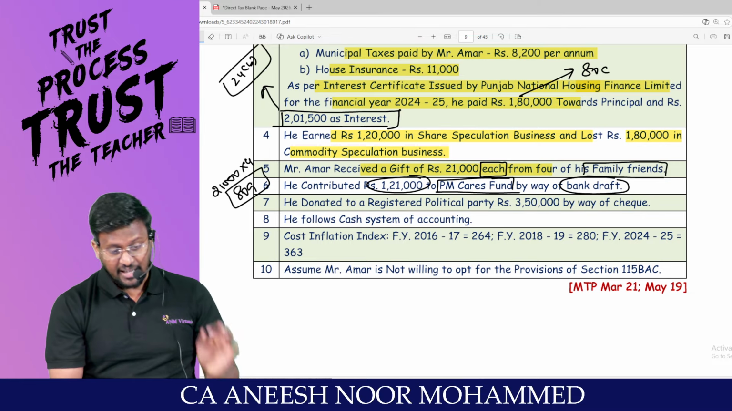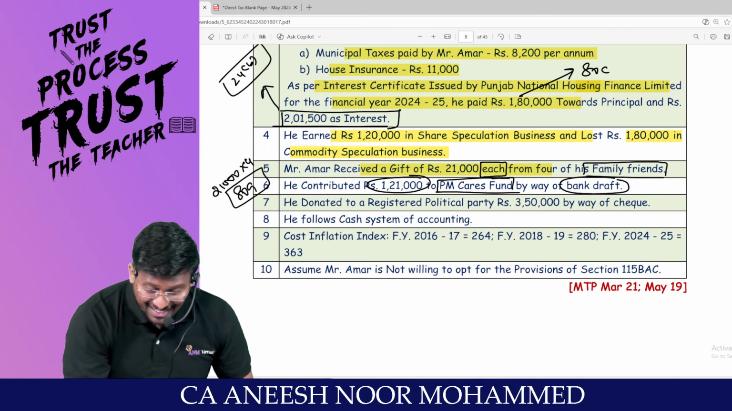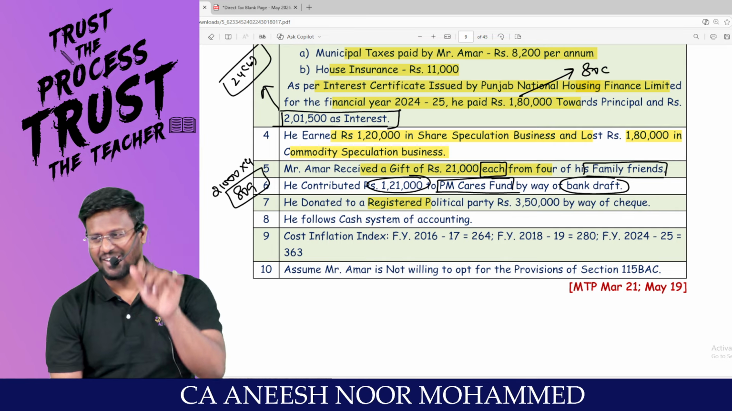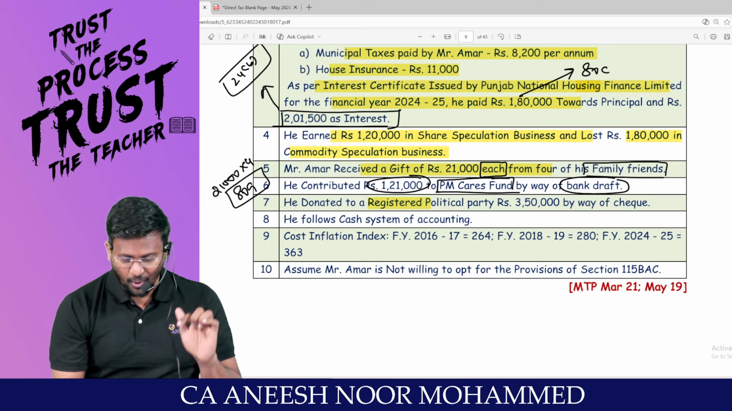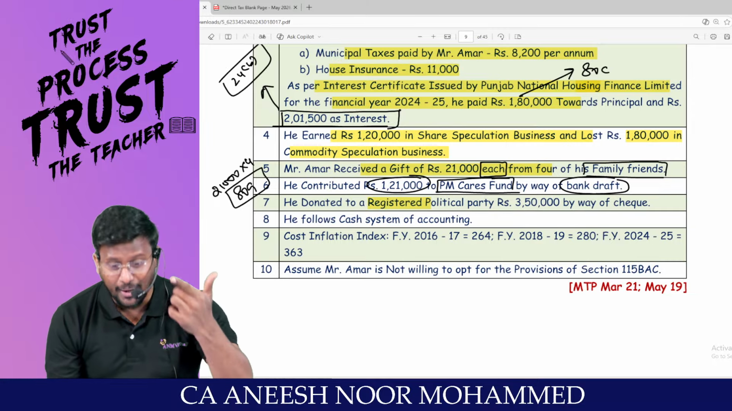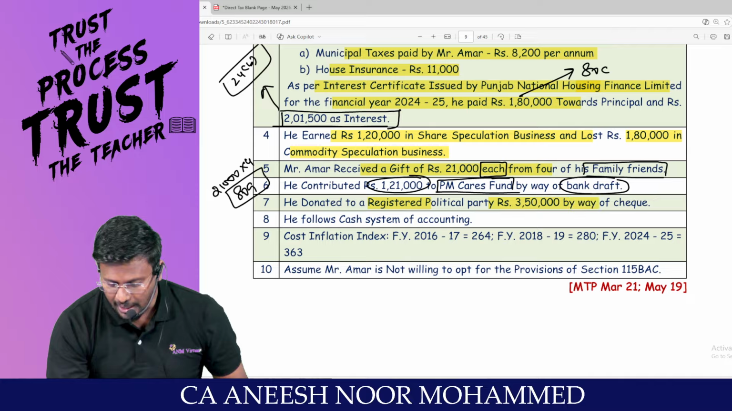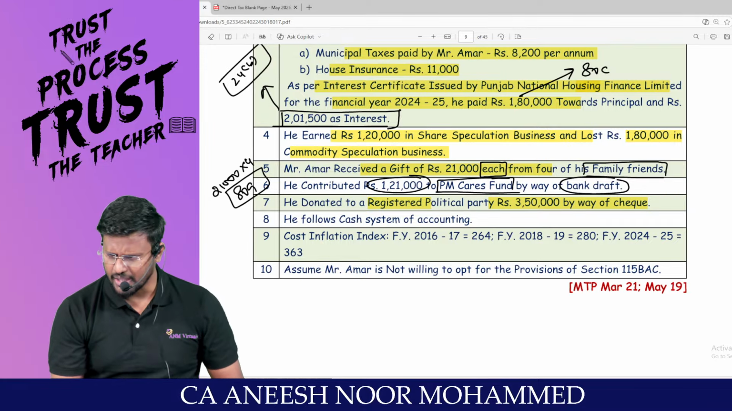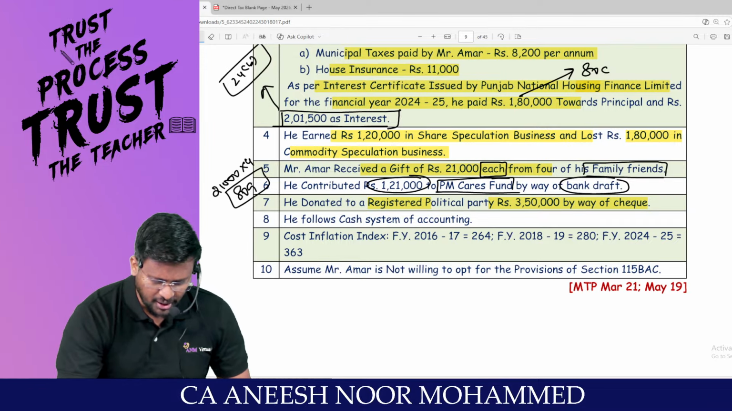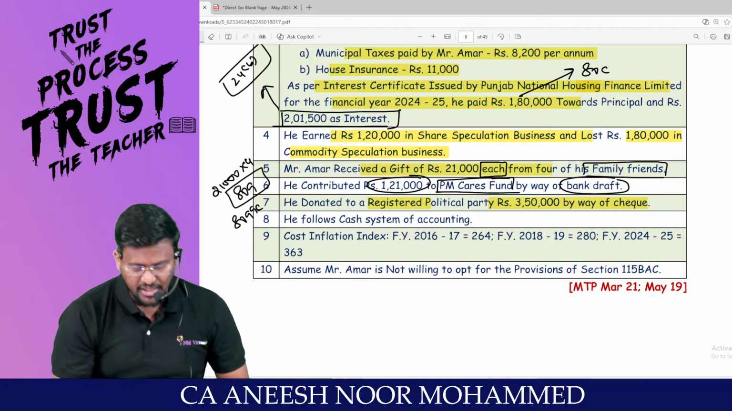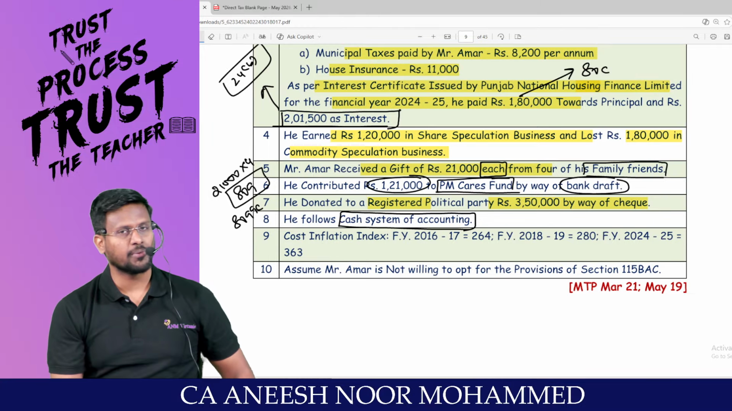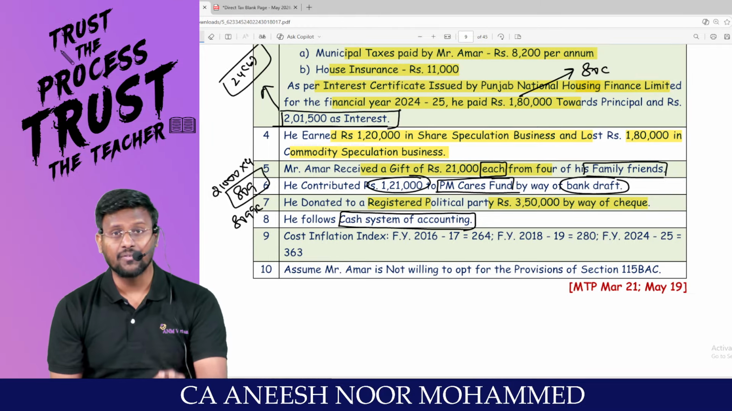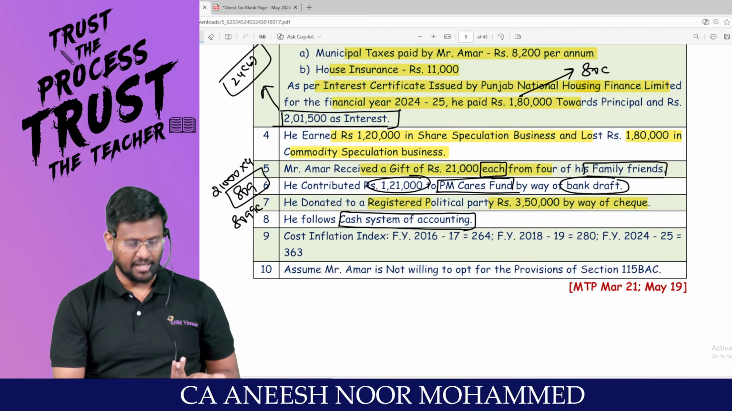He donated to a registered political party. Last question it was a local political party. Now this guy is donating to a registered political party, rupees 3,50,000 by way of cheque. Can we claim it as deduction under 80GGC? He follows the cash system of accounting. That means, my dear lovable students, not accrual system. Whatever has not been paid cannot be claimed as deduction.